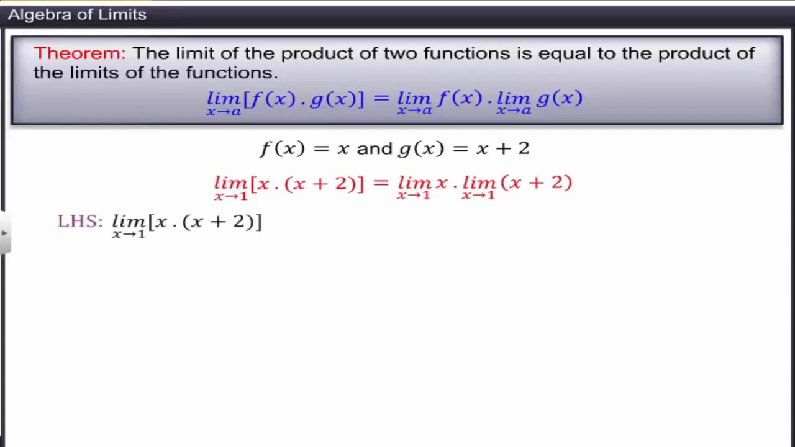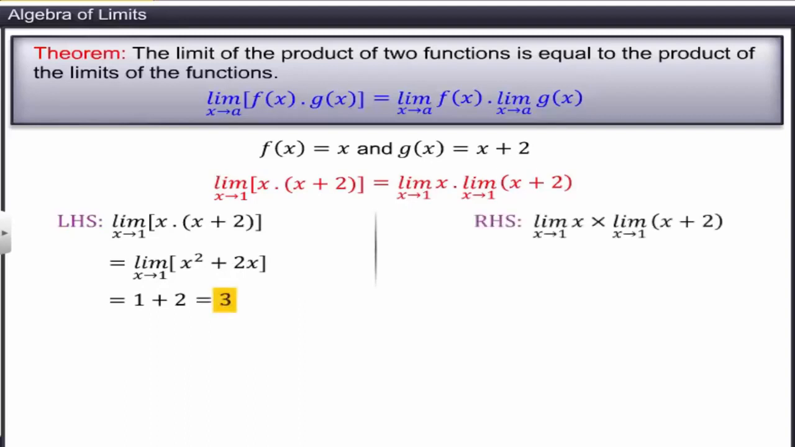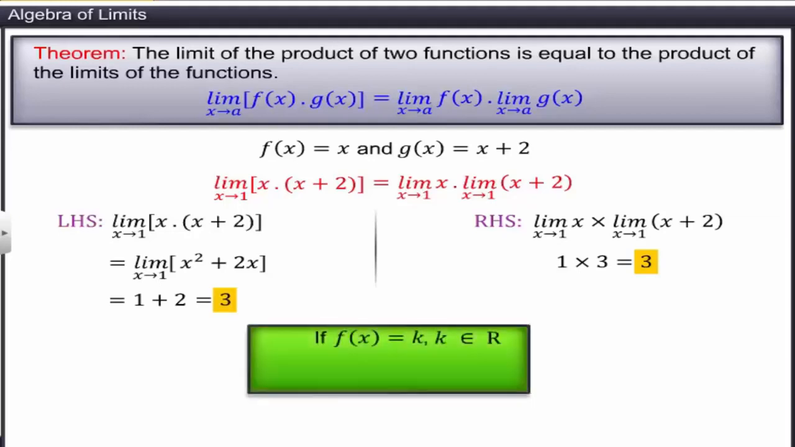First, we will find the limit on the left-hand side. Now the limit on the right-hand side is as shown. Since the left-hand side is equal to the right-hand side, the theorem is verified. If f of x is a constant, then we can write the relation as shown.